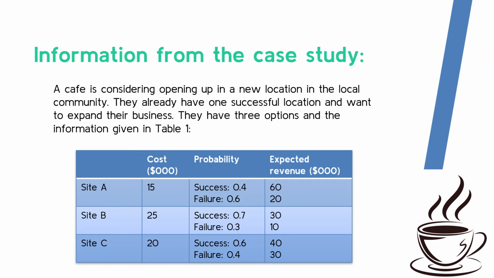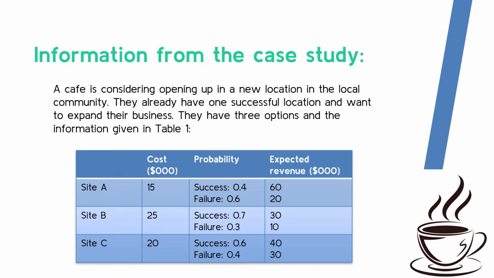Let's look at the information that would be given to you in the exam. First, there's a short text about the decision being made. Here, we can see that the cafe is looking to expand and open an additional location. In this case, we have site A, B, and C. This isn't always going to be the decision, but in this case it is. In addition, you need to be given the cost. This might be given to you in a table, like it is here, or it might be written in the case study and you need to read the information to find out the cost for each option.